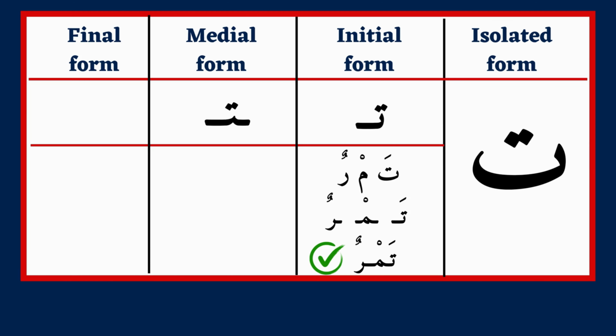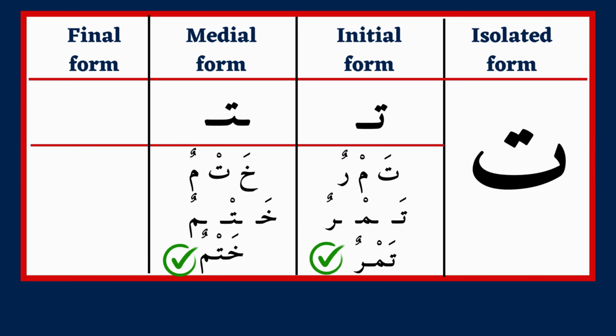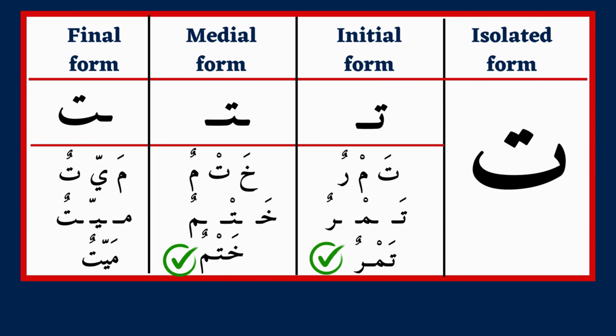Ta in the middle of a word. In the middle of a word, ta is written like this, leaving it open to accept another letter on both sides. Ta at the end of a word. When ta closes a word, it is written as shown, signifying the end of the word.